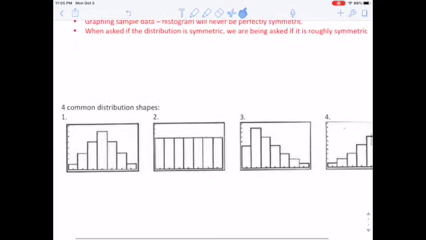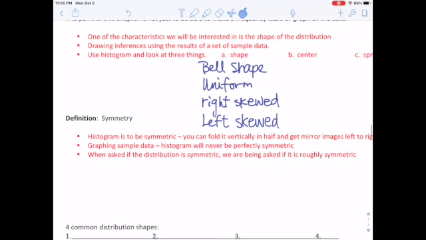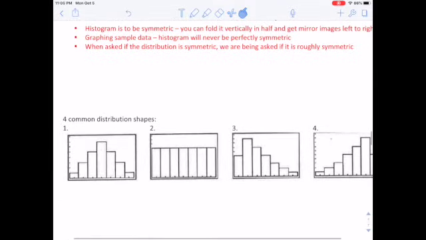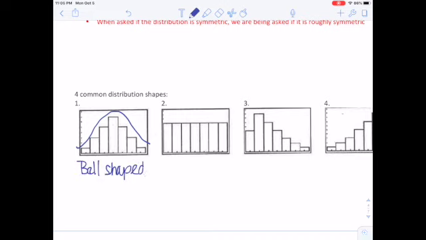All right. Four common distribution shapes right here: bell shape, uniform, right skew, left skew. This one we are going to say is the bell shape because it looks like a bell. And we also said they are kind of symmetrical. Not always is it going to come out evenly. This is symmetrical because if you fold it in half, they are almost right on top of each other. Actually, they are right on top of each other for this one.